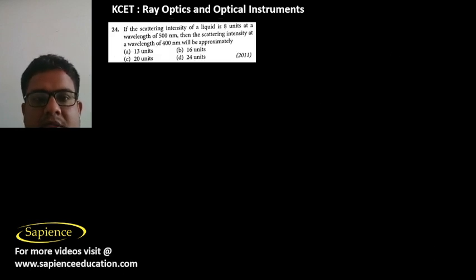And if the scattering intensity of a liquid is 8 units at a wavelength of 500 nanometer, then the scattering intensity at a wavelength of 400 nanometer will be approximately?